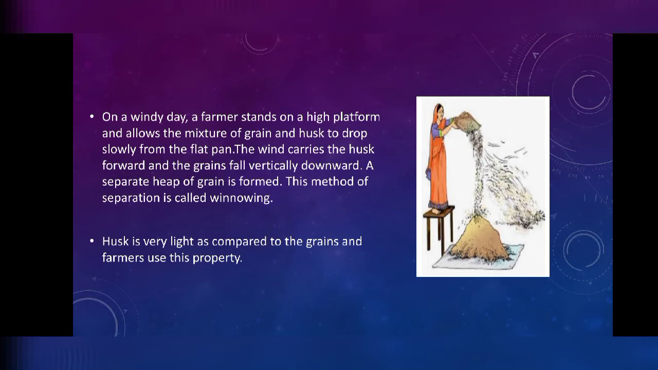The wind carries the husk forward and the grains fall vertically downward. A separate heap of grain is formed. This method of separation is called winnowing. Husk is very light as compared to the grains, and farmers use this property to separate husk and grain.